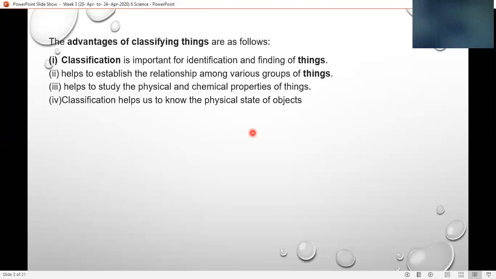Okay. It helps us establish relationships among various things. It helps us study chemical and physical properties of things. And classification also helps us know the physical state of objects, for example, whether they are solid, liquid, or gas, right?